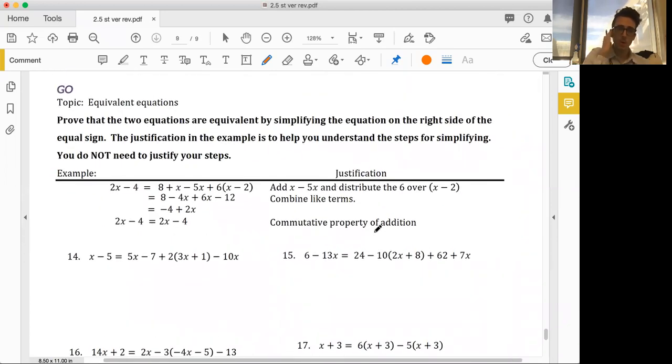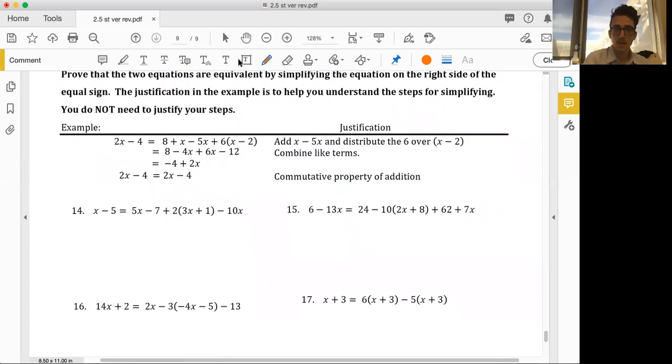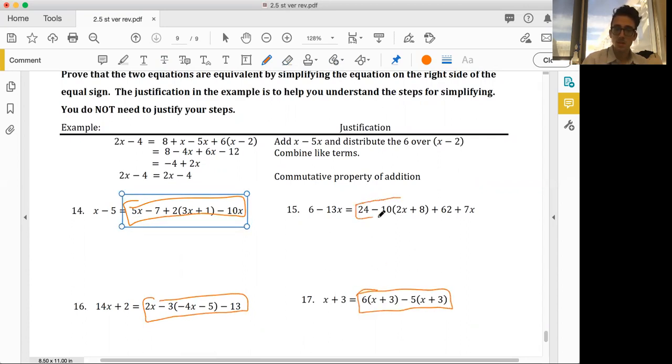Okay. Let's go. We saw that the whole point of 2.5 is those two people, Zach and Sion, just comparing back and forth their answers. So what we're doing here is proving the two equations are equivalent by simplifying the equation on the right of the equal sign. The justification examples are to help you understand; we don't need to justify. Okay, so we're just trying to manipulate this right side as much as possible. So we're trying to manipulate this and this and this as much as we can until it matches the left side. All right, so let's knock out 14 first.